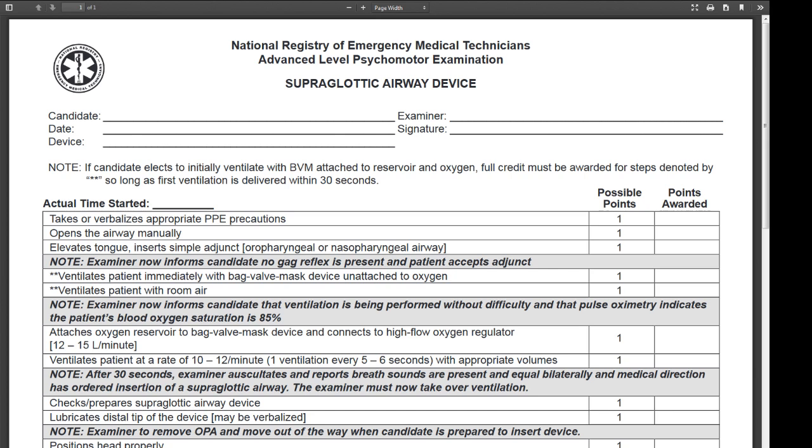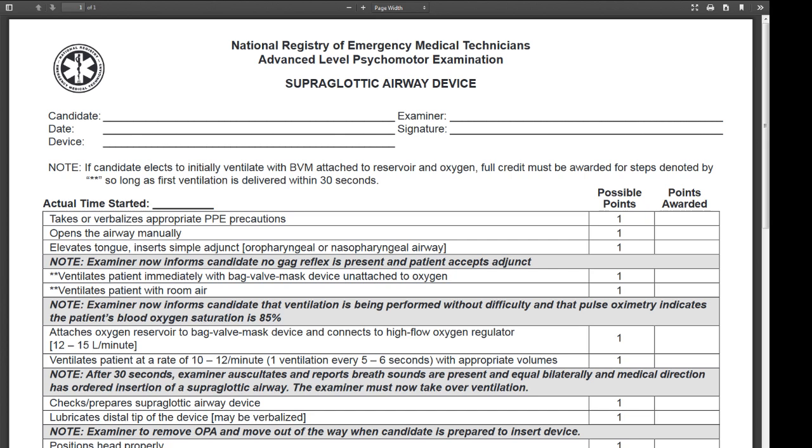Note, examiner now informs candidate that ventilation is being performed without difficulty and that pulse oximetry indicates the patient's blood oxygen saturation is 85%. Attaches oxygen reservoir to bag valve mask device and connects to high flow oxygen regulator, 12 to 15 liters per minute. Ventilates patient at a rate of 10 to 12 breaths per minute, one ventilation every 5 to 6 seconds, with appropriate volumes. Note, after 30 seconds, examiner auscultates and reports breath sounds are present and equal bilaterally, and medical direction has ordered insertion of a supraglottic airway. The examiner must now take over ventilation.